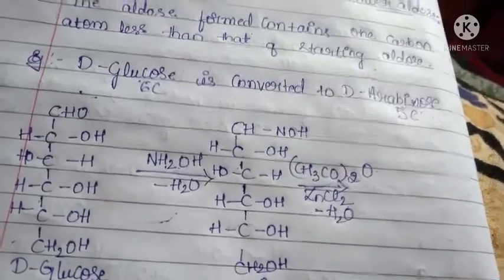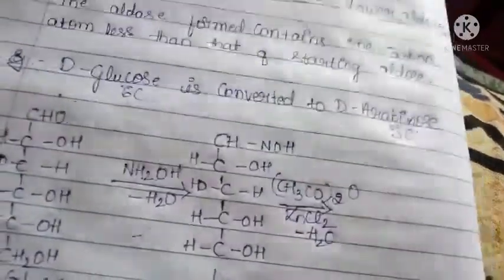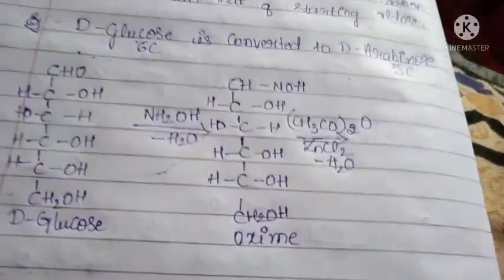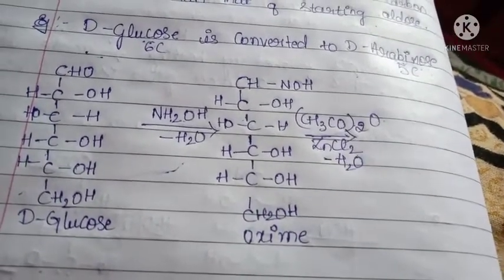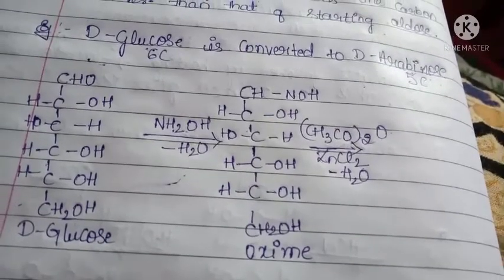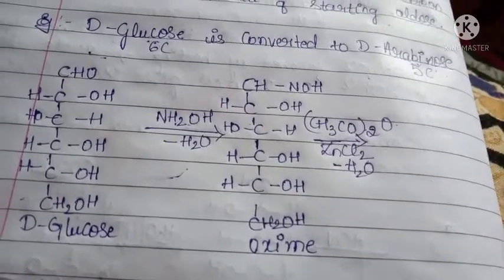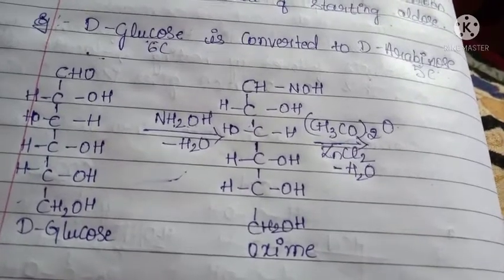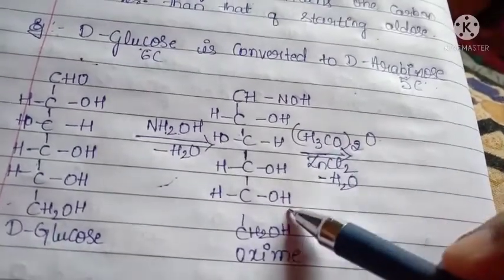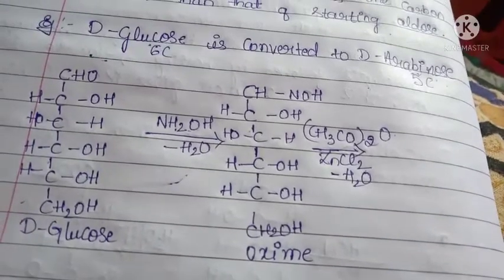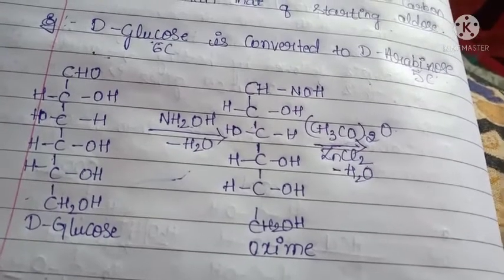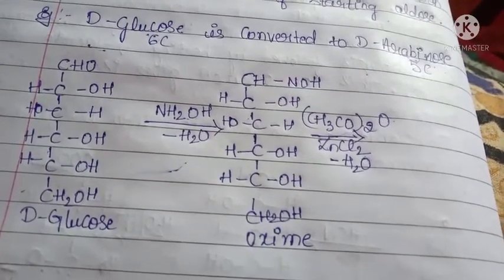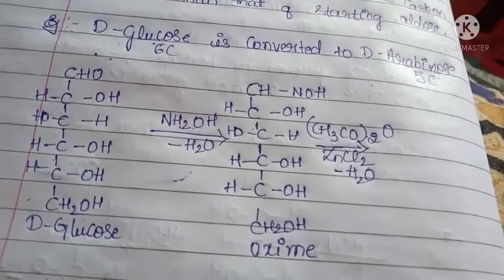Okay, next when the glucose reacts with acetic anhydride, it gives pentaacetyl glucose or glucopentaacetate is formed. It means the acetate group is substituted in the place of the OH groups. Wherever OH groups are there, the acetate group is substituted, replacing each OH group.